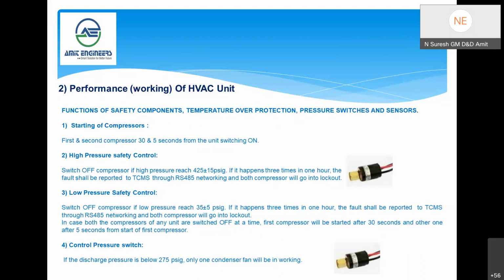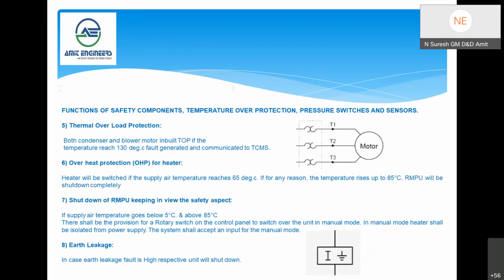And again, when the temperature pressure rises, the mechanical switch will open and allow the second fan to come on. The motors have thermal overload protections and the heaters have overheat protections. The first level is 65 degrees Celsius, the second level is 85 degrees Celsius, and the third level is 130 degrees Celsius. The switchboard cabinet has an earth leakage fault protection system.